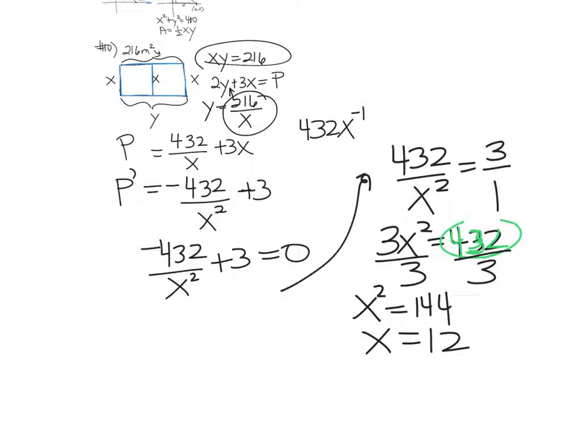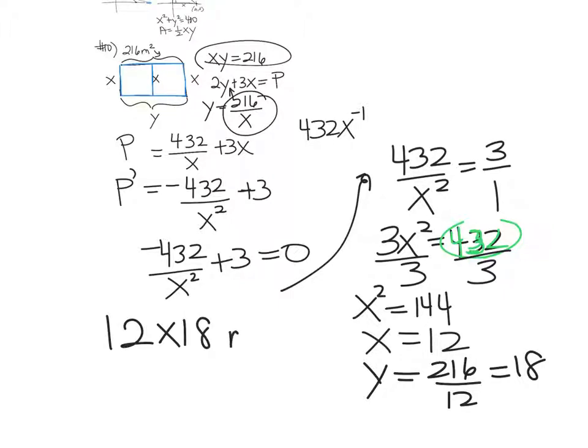Okay, so what's the question? What dimensions and how much fence are you going to need? So the dimensions would be x is 12 and y is 216 divided by 12, which is 18. And we're in meters. So this would be a 12 by 18 meter pen.